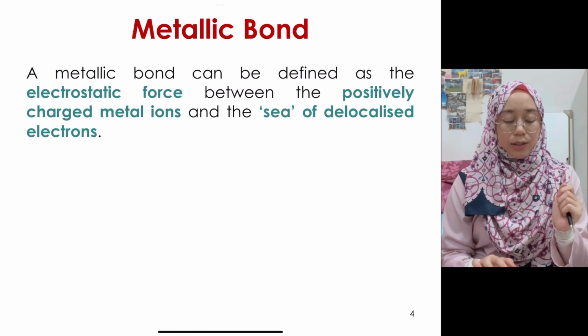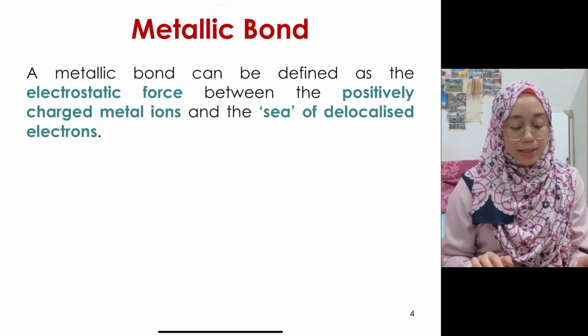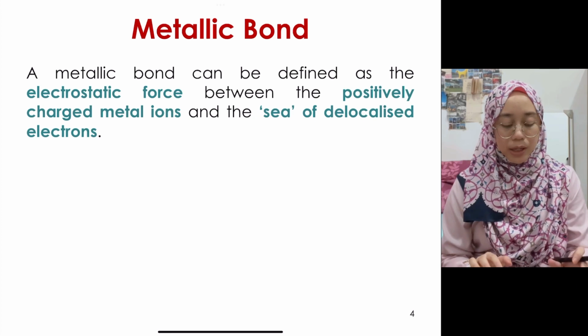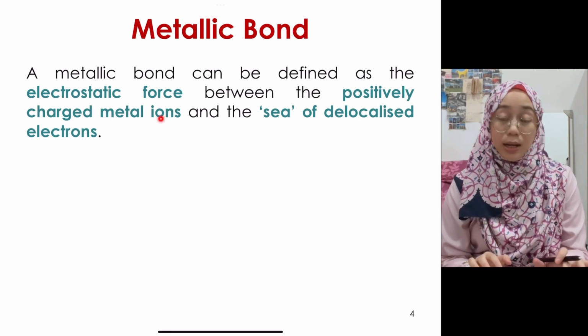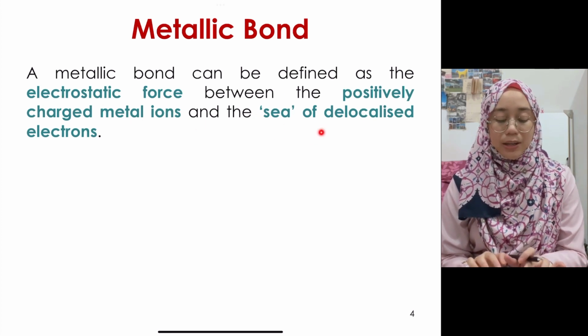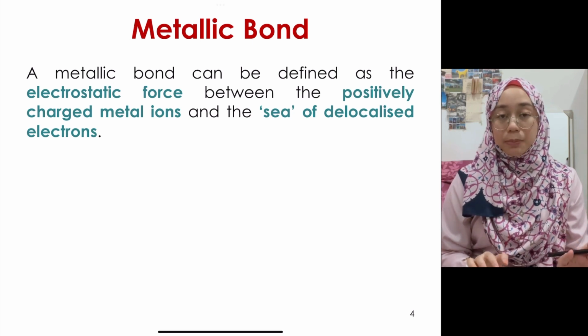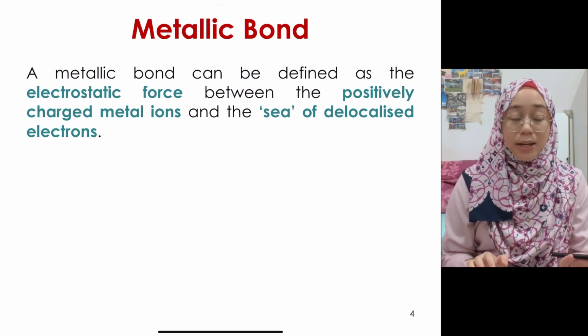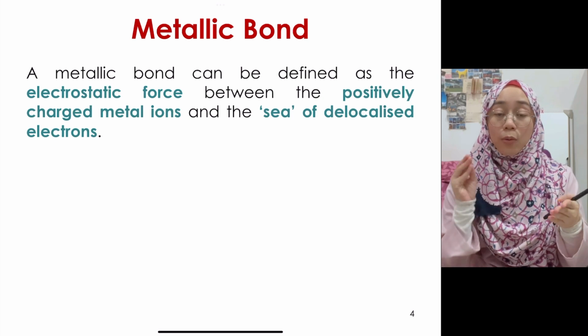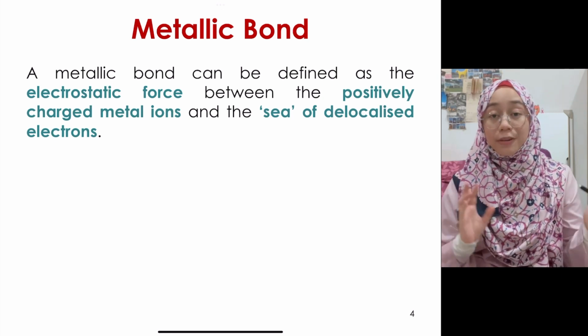Okay, so metallic bond. So metallic bond can be defined as the electrostatic force between the positively charged metal ions and also the sea of delocalized electrons. Okay, what does it mean by delocalized electron? It means that electron tu dia tak fix at one place sahaja, dia akan move around then.